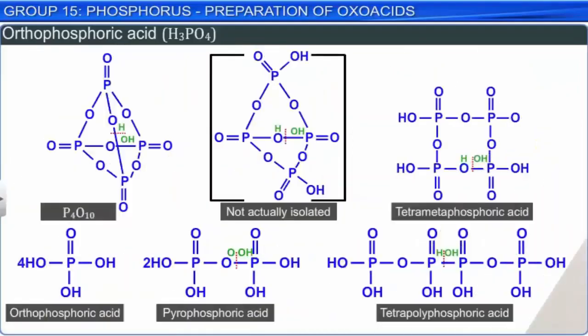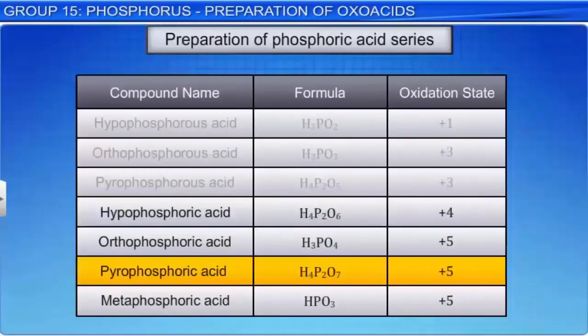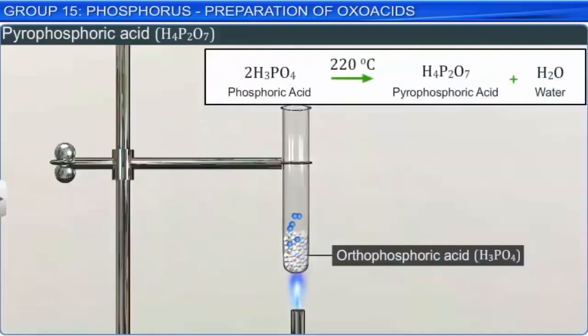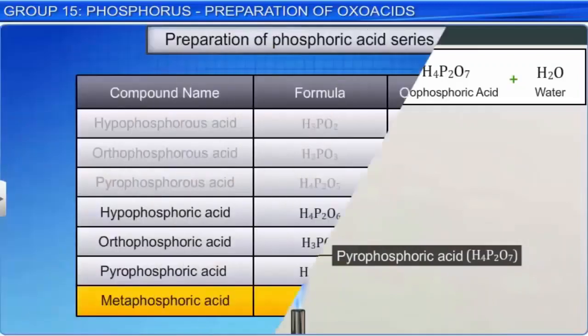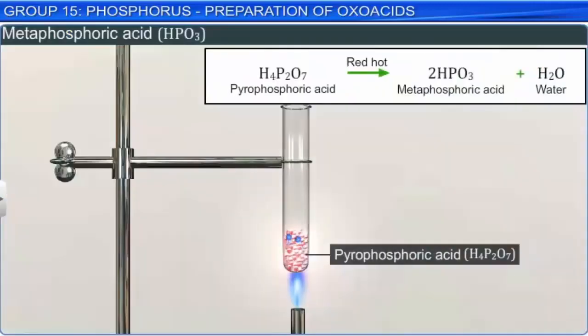The stepwise process of the hydrolysis of phosphorus pentoxide is represented here. When phosphoric acid is heated gently to about 220 degrees Celsius, it loses water molecules to form pyrophosphoric acid. Pyrophosphoric acid or orthophosphoric acid, when heated to red hot, forms metaphosphoric acid.